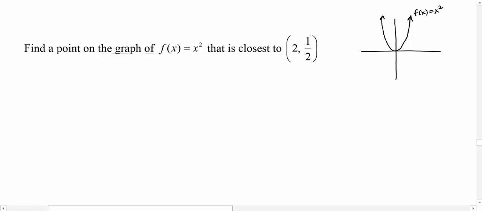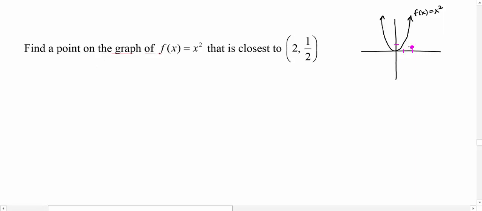And then what I want you to make sure you realize is that this point (2, 1/2) is not on this curve, right? The point on the curve if x equals 2 would be (2, 4). So this is at (2, 1/2), which is approximately right here. Maybe that's a little bit far away from 1, but that's a good approximation. So find a point on the graph of this curve that is closest to this point that is not on the curve.